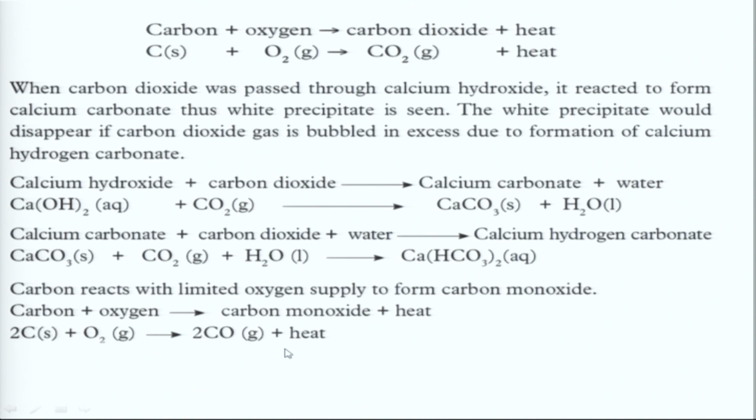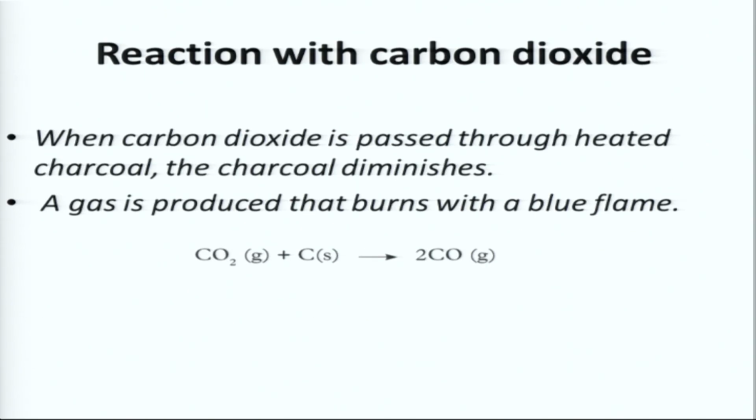I hope we have understood the difference. In case you come across the two equations, don't misunderstand them. The one where there is enough oxygen and the one where there is little oxygen, there is a big difference. The one with a little or limited oxygen, you form carbon monoxide and heat. The one with excess oxygen, you form carbon dioxide and heat. All right? Good. So we have finished looking at the reaction of carbon and oxygen.